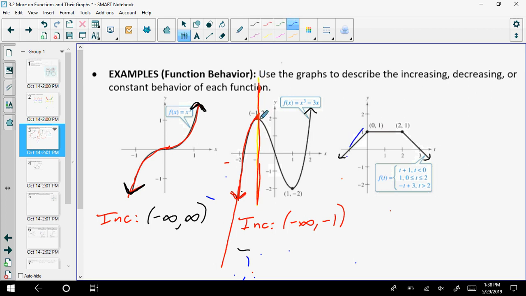Now if I look at what's going to happen, once I pass x equals negative 1, the graph is falling until I get to this point. So I'm going to draw in a wall.